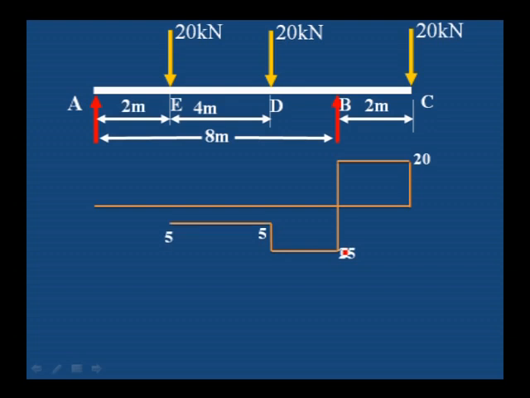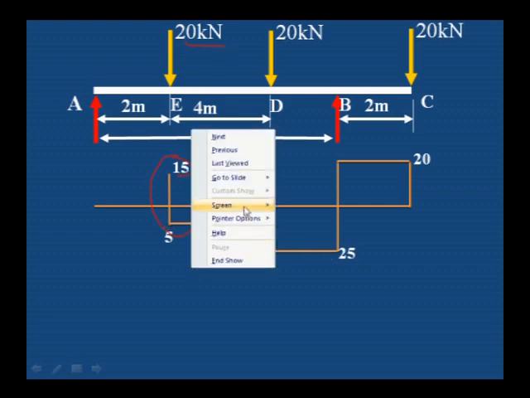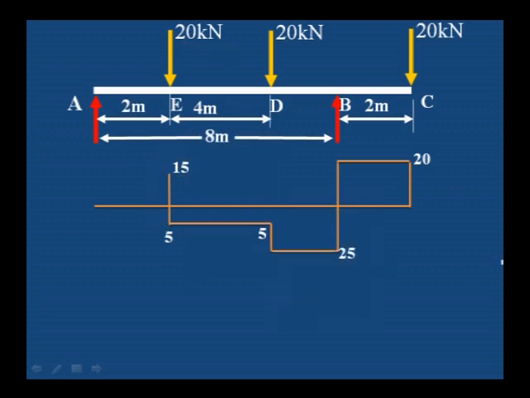And then constant up to E, again it changes to plus 15. You can observe here plus 15 minus minus 5, therefore 15 plus 5, a 20 drop is there. Again it is constant, and then you have to close. This is the shear force diagram.